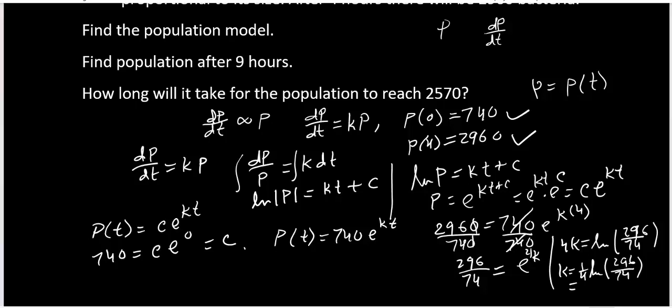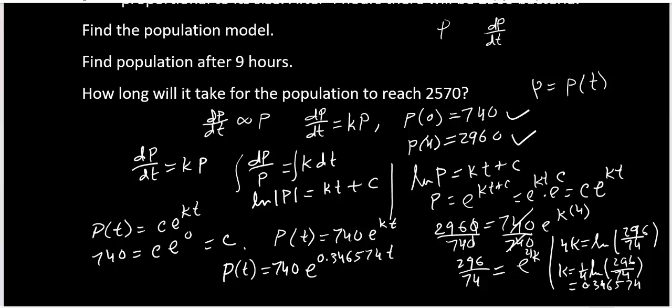Now you can grab a calculator and simplify. You'll see that your answer will come out to approximately 0.346574. So we got our k also. So finally I can use my model now: P(t) equals 740 e to the 0.346574 t. So this is the population model.